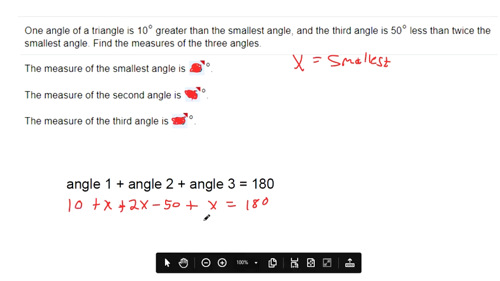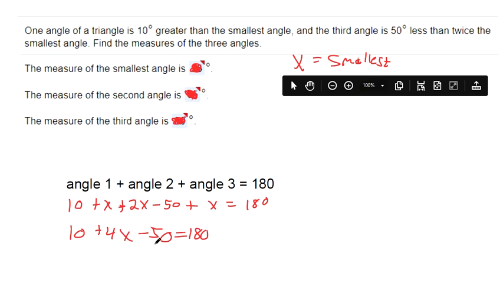Now we have an equation that we can solve, because if you add up all the x's, x plus 2x makes 3x, plus x makes 4x. Subtract the 50. This is back in more familiar territory. The 10 and the minus 50 are already on the same side, so if you do 10 minus 50 that gives you minus 40.